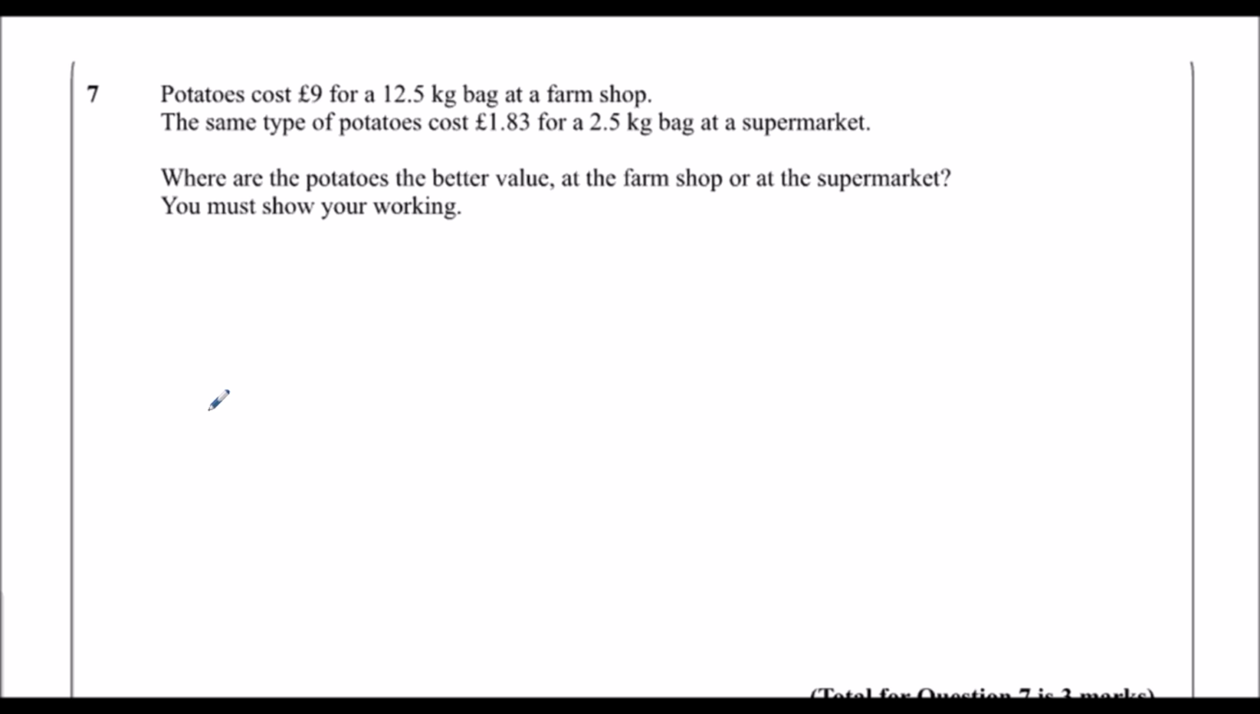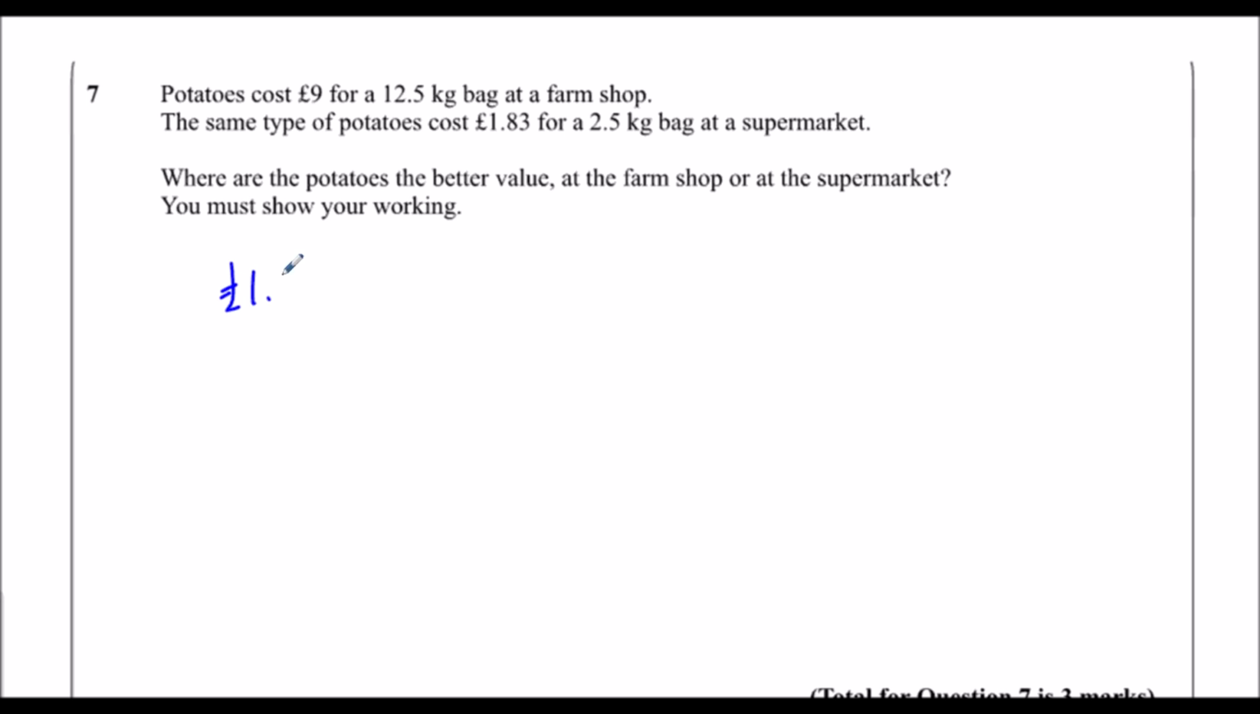Question 7. Potatoes cost £9 for a 12.5 kilogram bag at a farm shop. The same potatoes cost £1.85 for a 2.5 kilogram bag at a supermarket. Where are the potatoes better value, the farm shop or the supermarket? So to compare these, we need to make them the same. And the easiest way to do this, if we times 2.5 by 5, we would get 12.5.